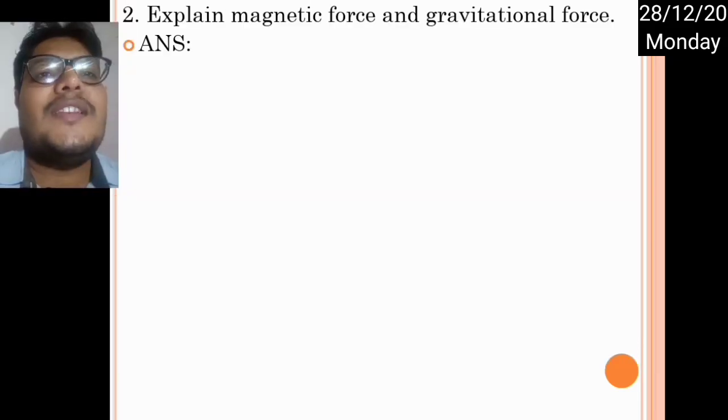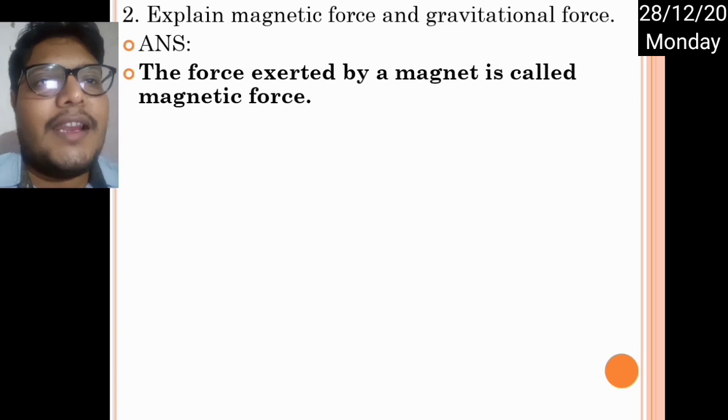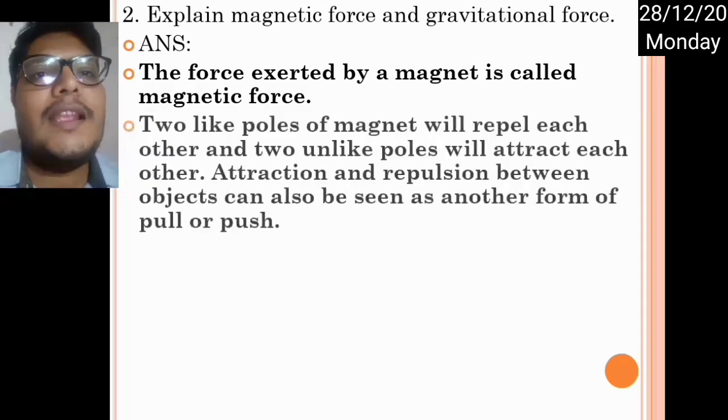What is the second question? Explain magnetic force and gravitational force. Two kinds of force you have to explain in one answer. Now see the answer, first point here. The force exerted by a magnet is called magnetic force. First is the definition of magnetic force. So easy, right?